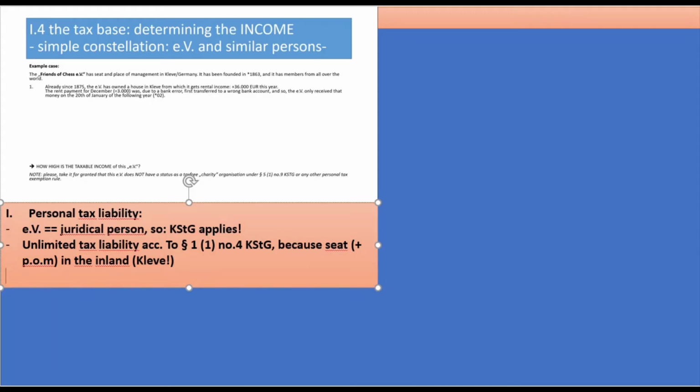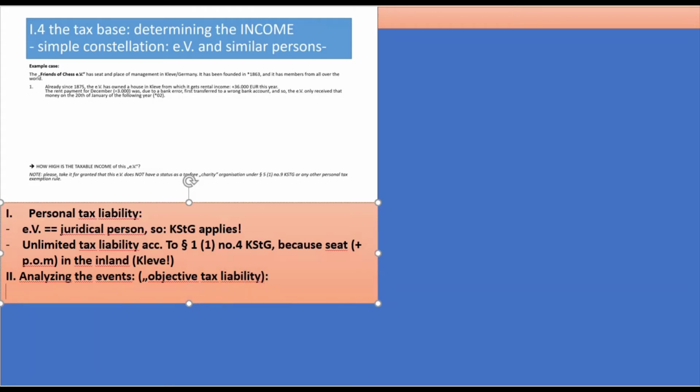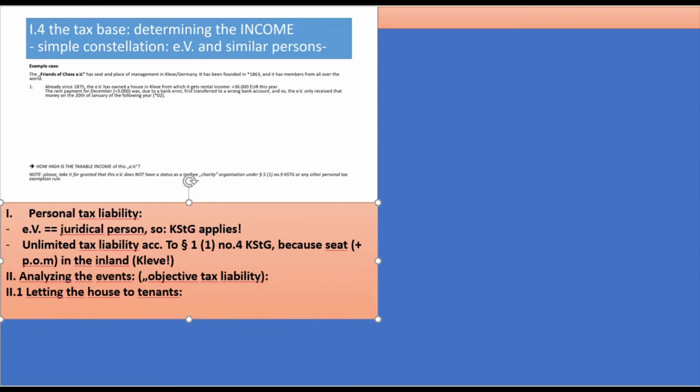Okay, that was already the personal tax liability issue, and now analyzing the events, so the so-called objective tax liability, the tax liability of the objects. Yeah, let's begin with the first event, which we have here. Letting the house to tenants. You remember probably from the general introduction to tax law lecture that my recommendation was ask 3 questions, one after another. First, which type of income is it? And here we probably suspect this could be income from lease and rent.